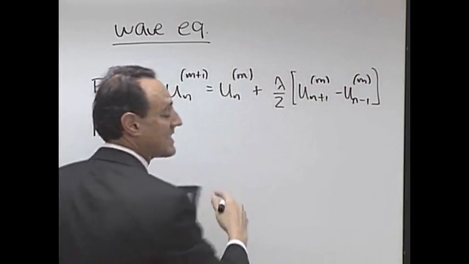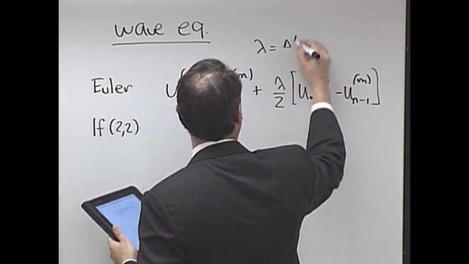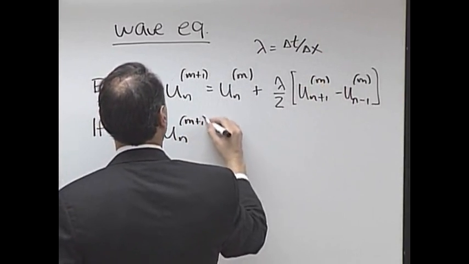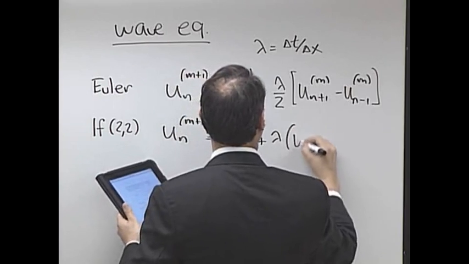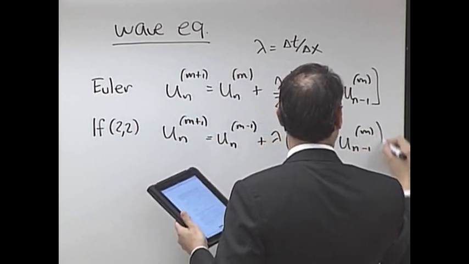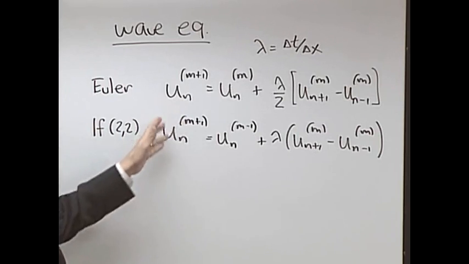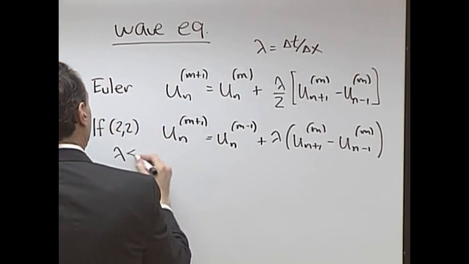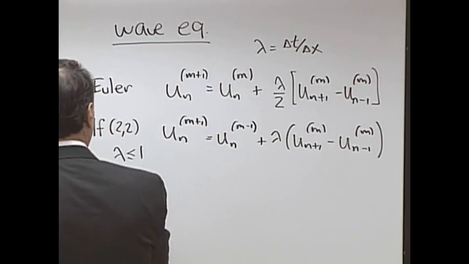Remember here, I'm going to take c to be 1 in these equations, so lambda is just delta t over delta x. And for leapfrog, something similar. So that's for the wave equation. Those are the schemes. Now, what we know for the wave equation is that Euler is always unstable, and leapfrog is stable for lambda less than or equal to 1. Those are the results for the wave equation.